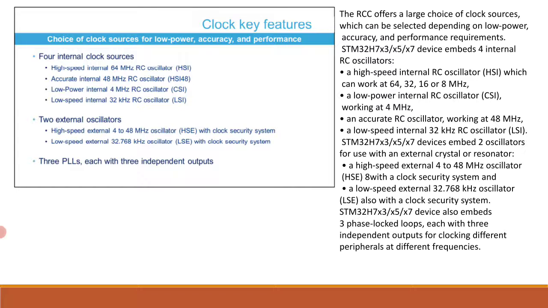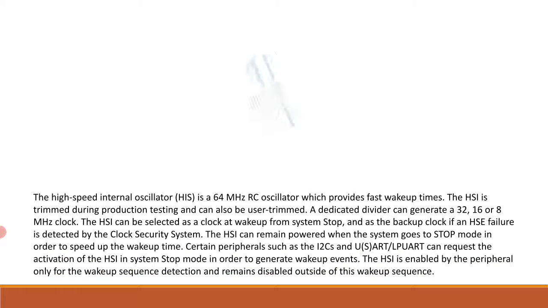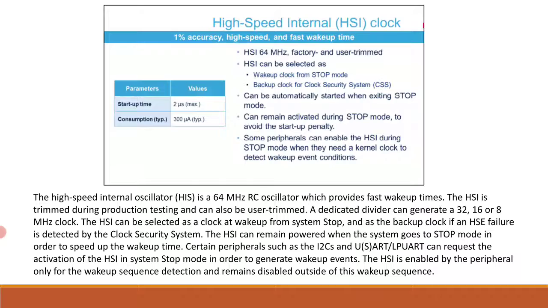HSI is a 64 MHz RC oscillator, which provides fast wake-up times. The HSI is trimmed during production testing and can also be user trimmed. A dedicated divider can generate a 32, 16 or 8 MHz clock. The HSI can be selected as a clock at wake up from system stop and as the backup clock if an HSI failure is detected by the clock security system.